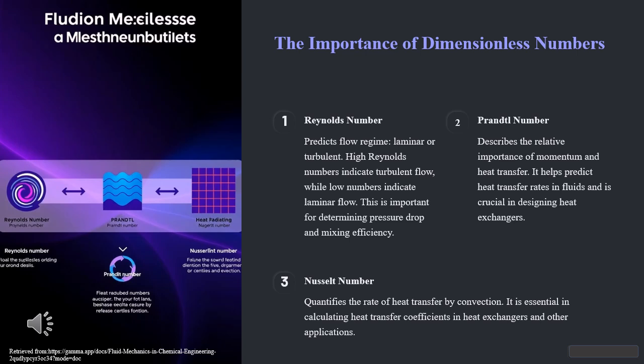Dimensionless numbers enable the comparison of fluid flows in systems of different sizes and fluid types. For instance, two systems with the same Reynolds number exhibit similar flow characteristics regardless of their scale. This principle is used extensively in modeling and experiments such as wind tunnel tests.